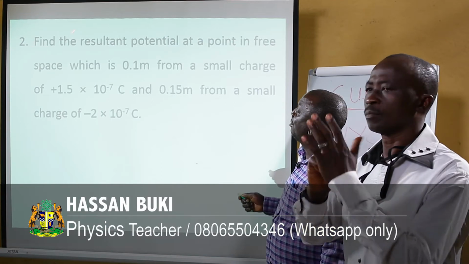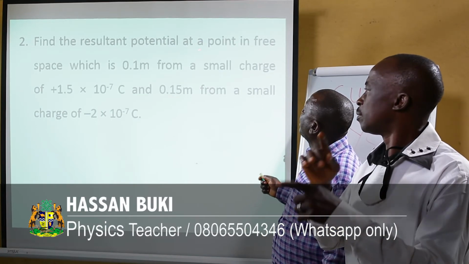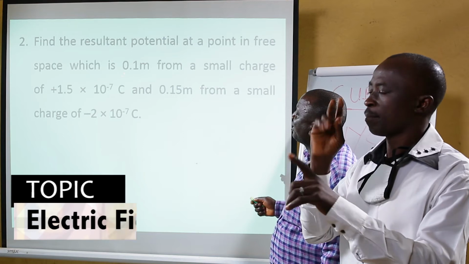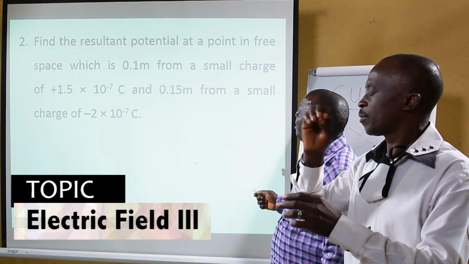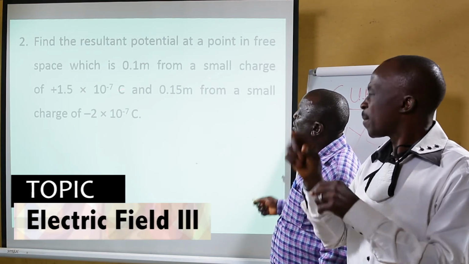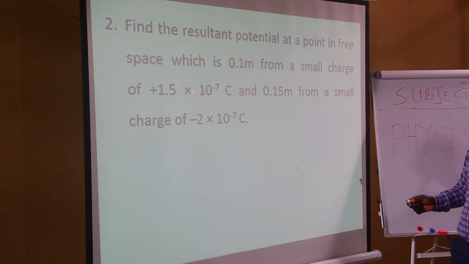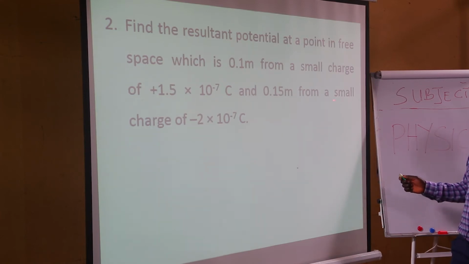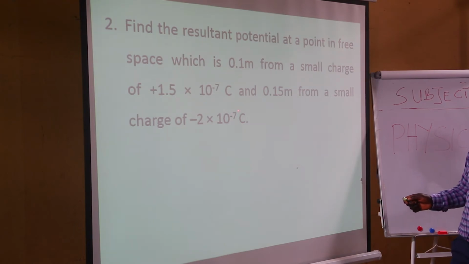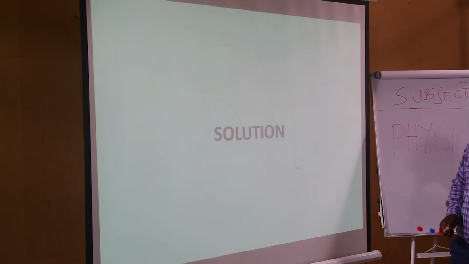Example 2. Find the resultant potential at a point in free space, which is 0.1 meter from a small charge of plus 1.5 times 10 raised to power minus 7 coulomb and 0.15 meter from a small charge of minus 2 times 10 raised to power minus 7 coulomb.